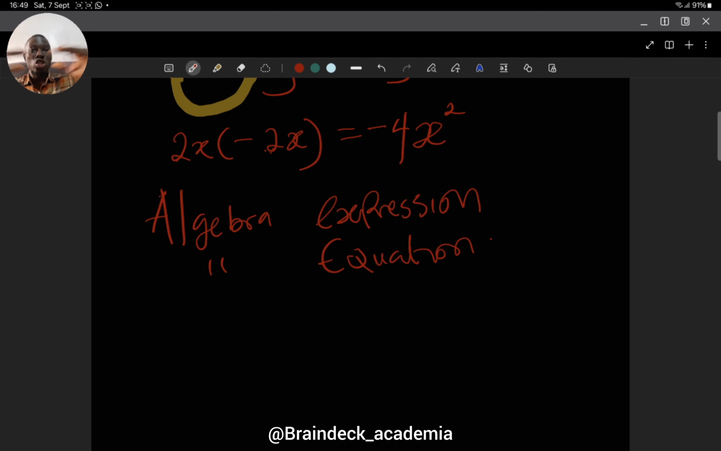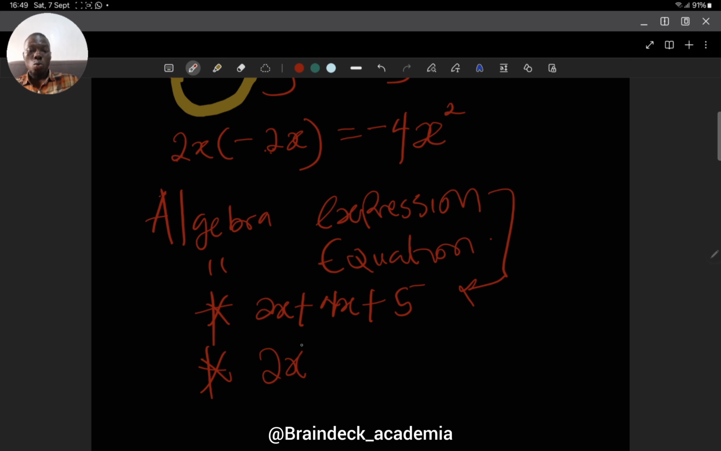An algebra expression is just, as the word implies, an expression. For example, an expression can be something like this: 2x plus 4x plus 5. This is an expression. An expression can also be something like 2x squared plus 5x plus 3. This is an expression. It's just the combination of various terms with the assistance of some algebra operations like addition, subtraction, division, but it only has one side. You understand? But an equation has two sides to it.